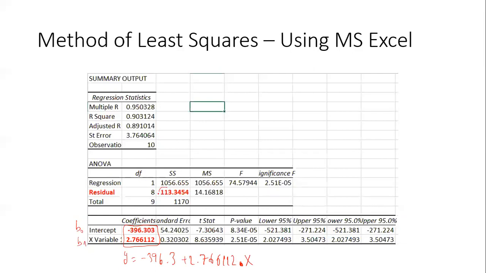And what is this? As I said, we will analyze this table in detail, but this one just gives you the SSE, okay? So remember, in the previous example, one of them was around 140, the other one is 125, but it turns out that the minimum SSE is given by this line, and the value of SSE is 113.3454.